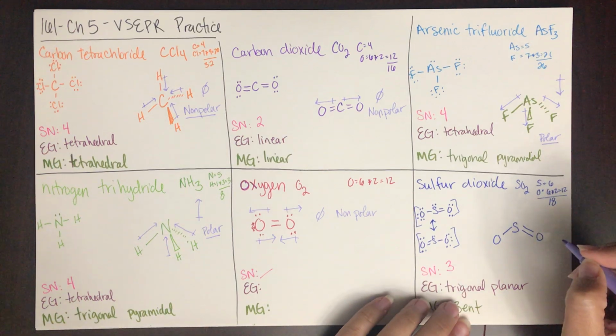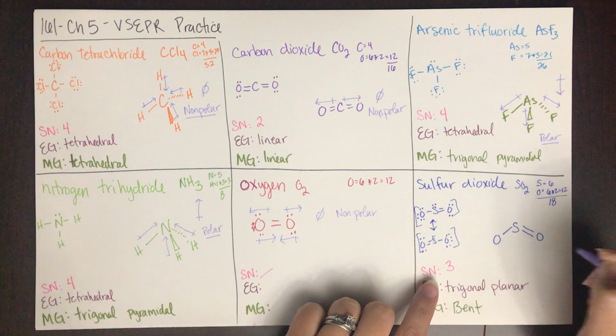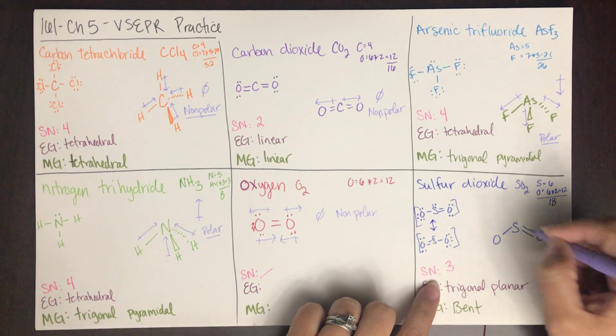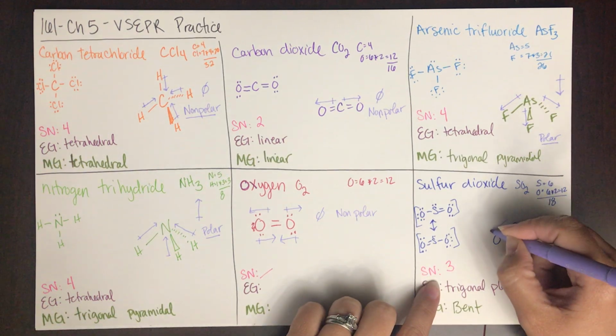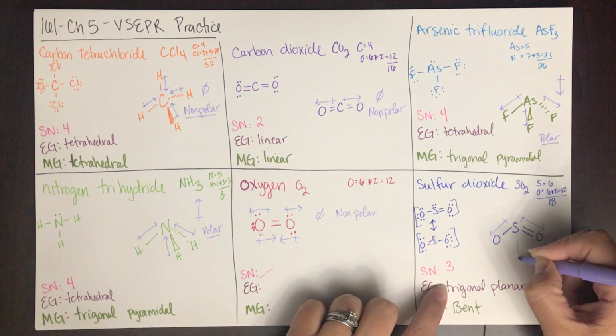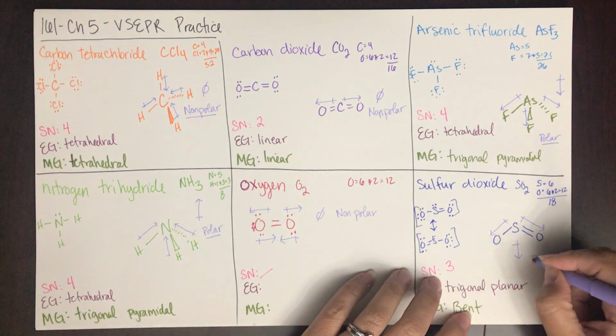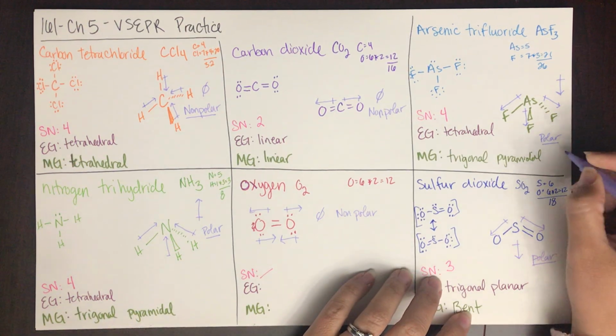So I would say oxygen is more electronegative because of the trend. So we would draw like this, like this. There is a net vector in this direction. So this is a polar molecule.